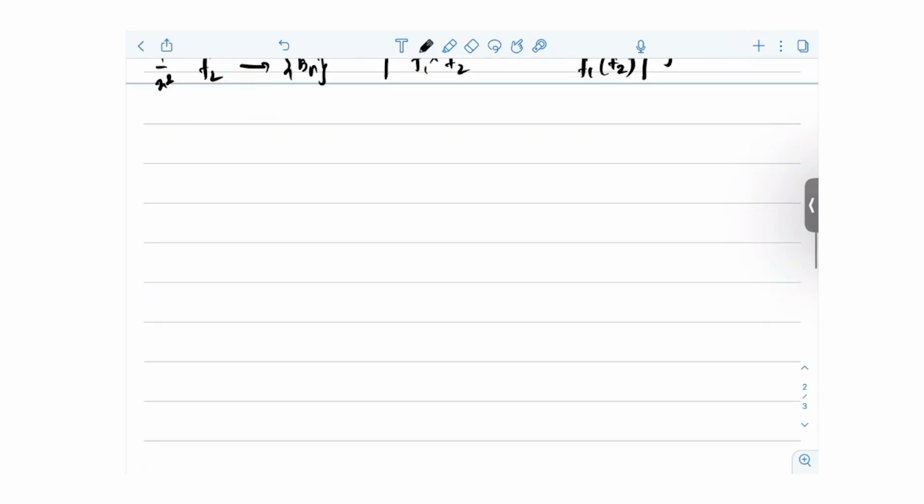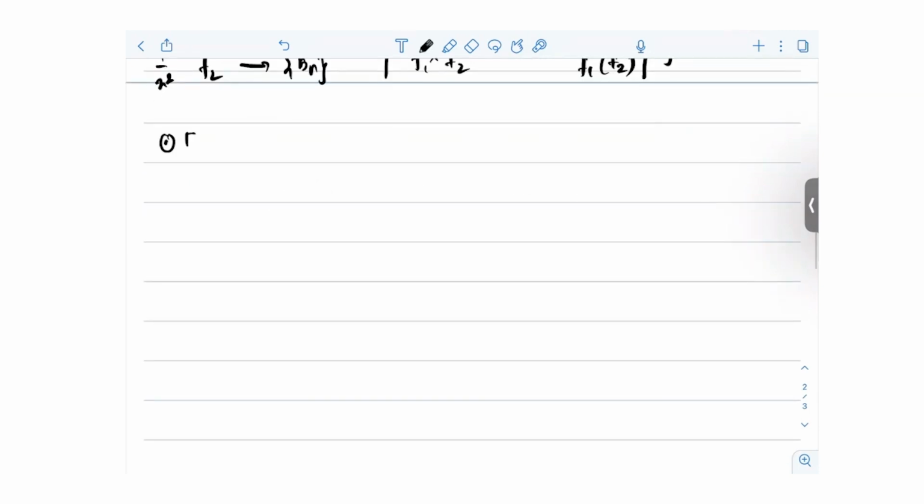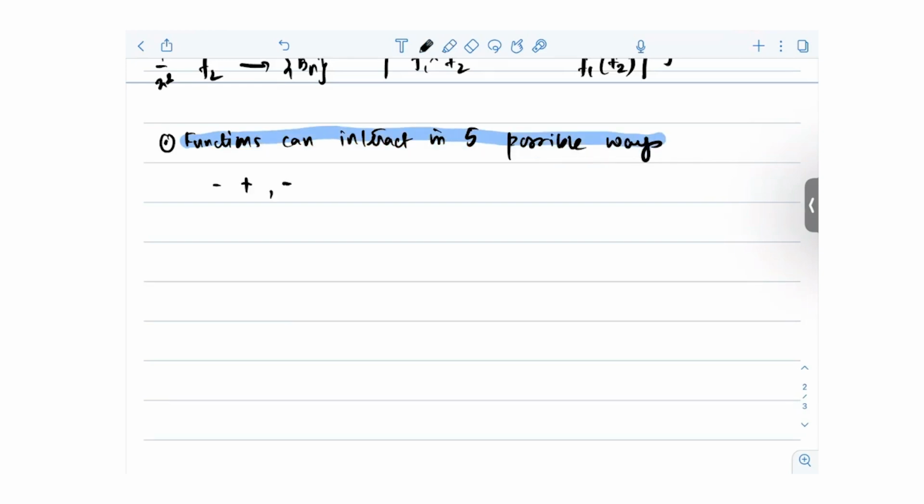So understand, functions can interact in five possible ways. What are the five possible ways? Number one is addition, subtraction, multiplication, division, and composition, right? Any other ways you know for real functions? No, right? These are the only ways.